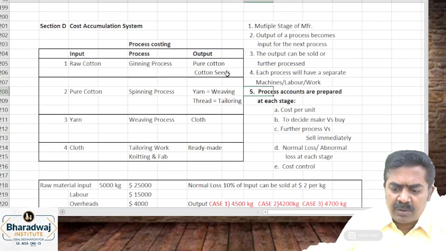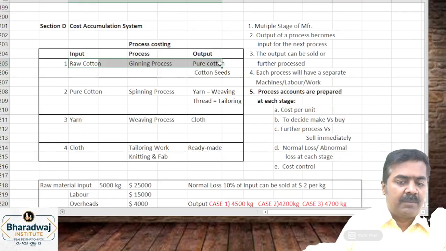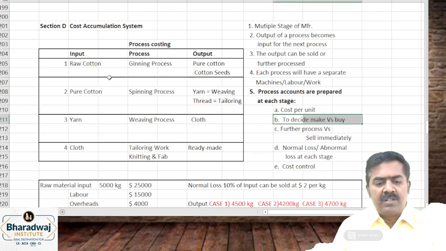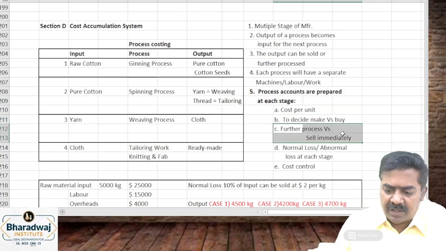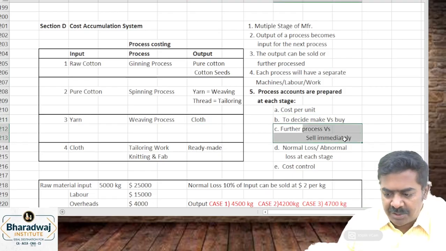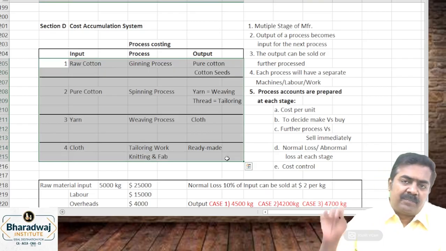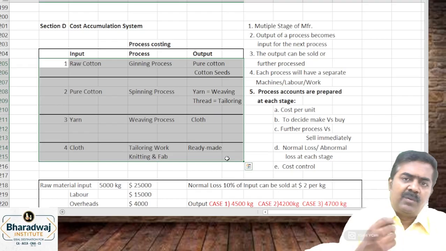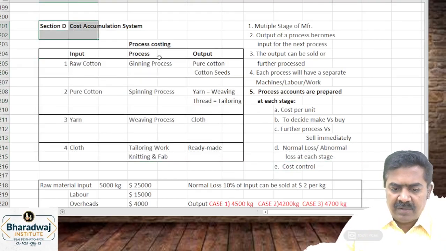We want to find out the cost at each stage, such as the cost per kilogram of pure cotton, yarn or cloth. We want to decide whether to make the material in the factory or buy it from outside, and whether to further process it, for example, whether to sell it as cloth or convert it into ready-made. And in a process, the unavoidable thing is loss. Input weight will not be equal to output. We want to identify what is normal loss or abnormal loss, and we want cost control. For that, we do all these things.